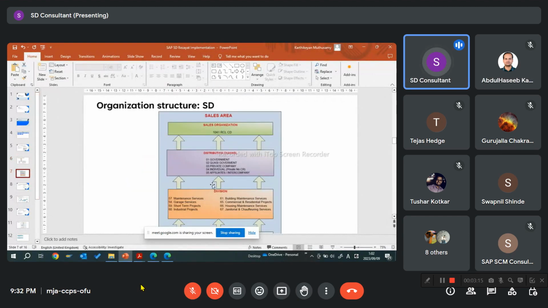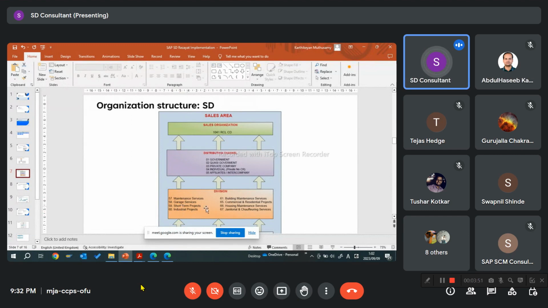In the sales section, sales organization 1041 is created for this construction business and captured in SAP, with multiple distribution channels: one for government, another for quasi-government, another for private companies, individual customers, as well as affiliates. It is based on divisions. Within construction there are a lot of categories, and based on category, specific divisions are allocated.